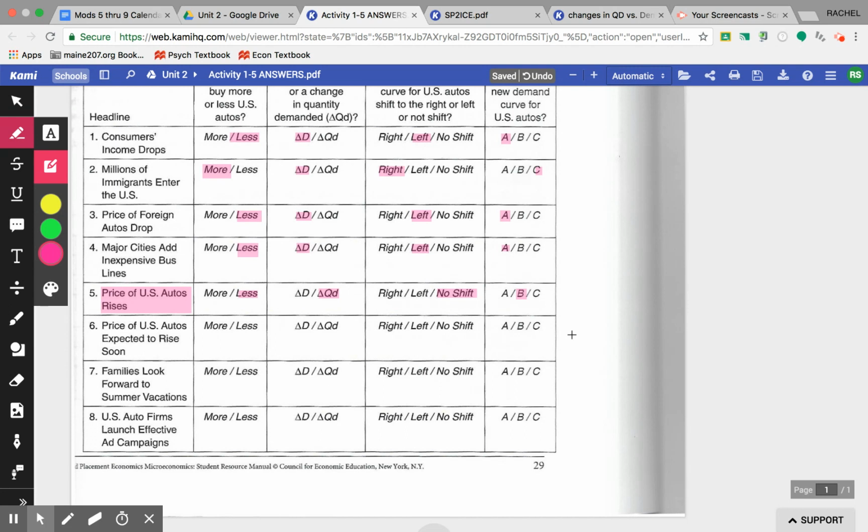Number 6, price of US autos expected to rise soon. Answer here is more. We're going to talk about a change in demand. Because it's more, it's to the right, which is going to bring us to curve C. Families look forward to summer vacations. More, again, a change in demand. Because it's more, it's a shift to the right, and we're talking about C. Last one, US auto firms launch elective ad campaigns. So this one is more. It's going to be the same as number 7.